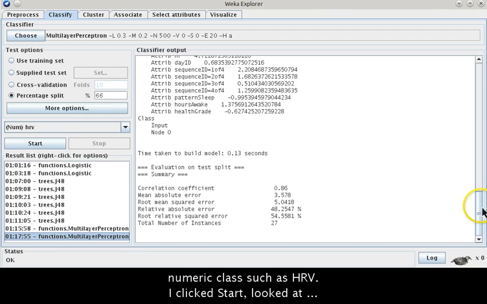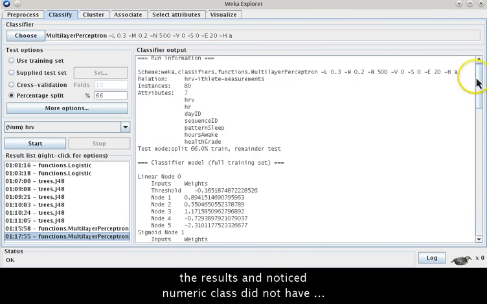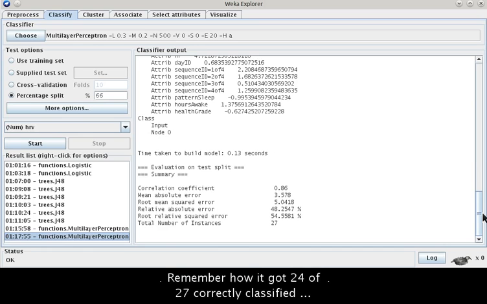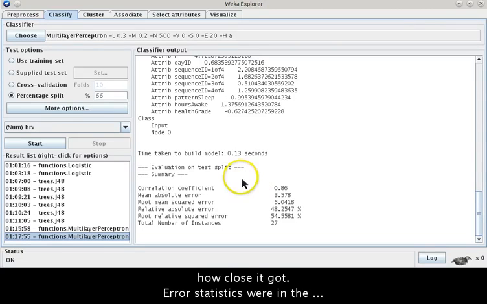I clicked Start, looked at the results, and noticed numeric class did not have an identical summary as nominal class. Remember how it got 24 of 27 correctly classed instances, or 89%? Well, here with numeric, it seemed less about correct versus incorrect. Instead of saying it got 0 out of 27 correct, the emphasis seemed more on how close it got.